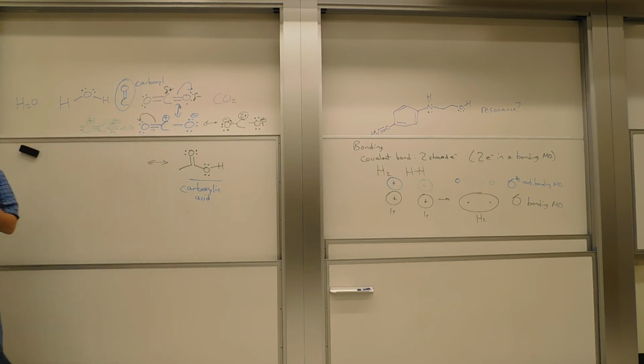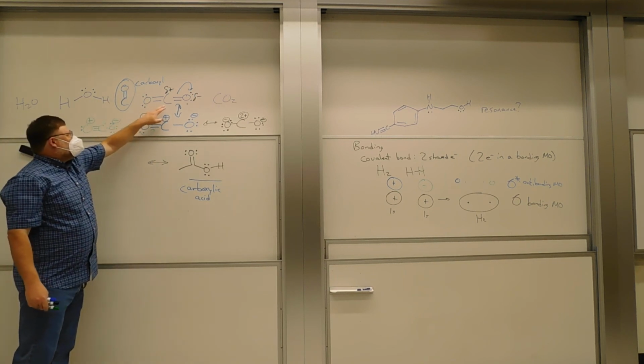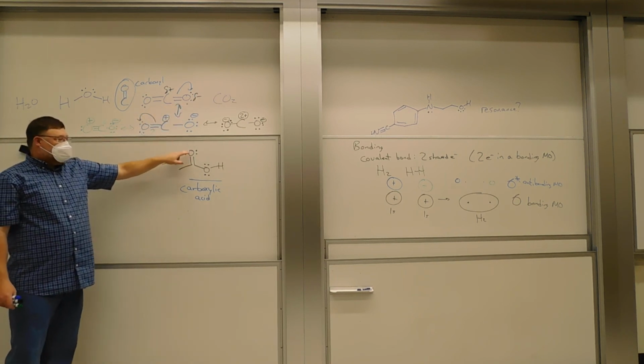A carbon-oxygen double bond like that is called a carbonyl. That's also a nice thing to commit to memory. And there are lots of carbonyl compounds. Carbon dioxide has two: carbonyl there, carbonyl there. Acetic acid has one.